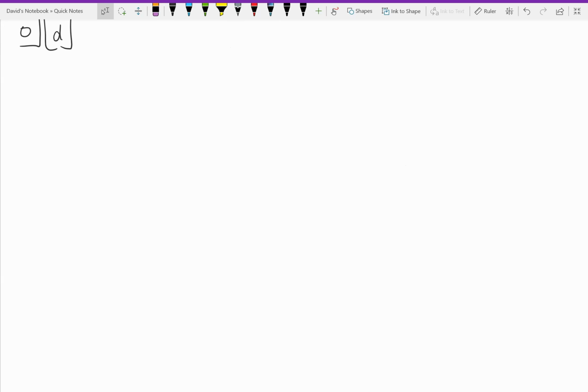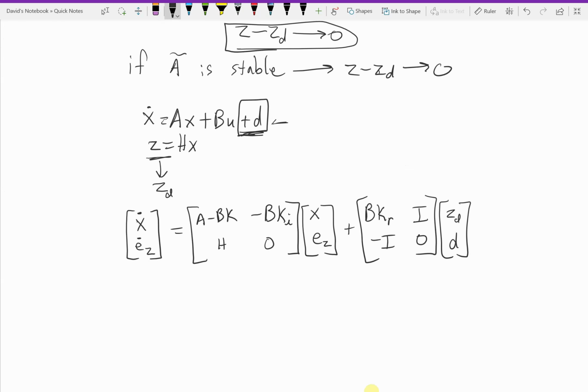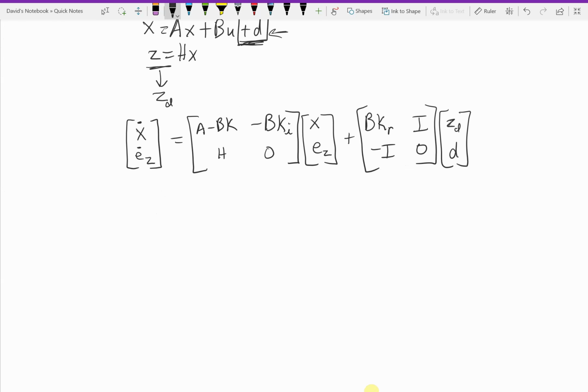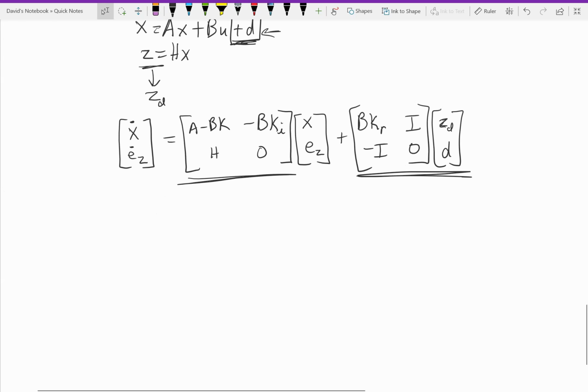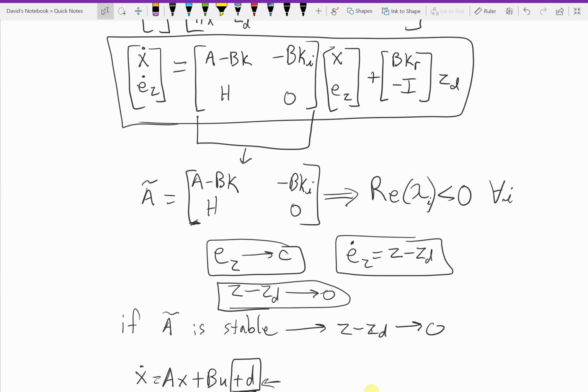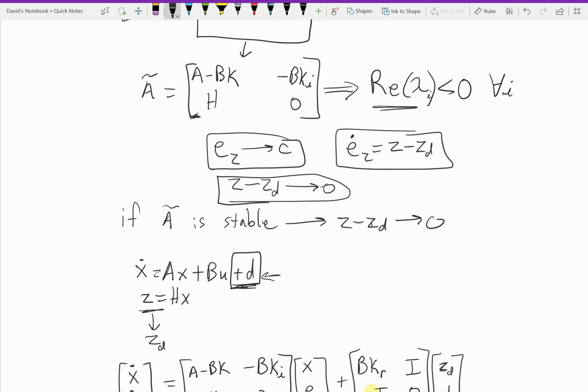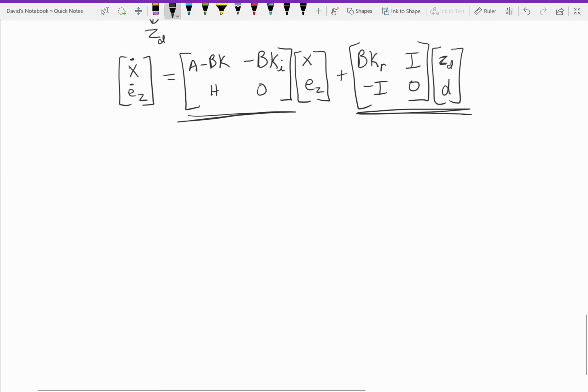if this disturbance is constant over time, just like ZD is, it becomes like an input. If this system is stable, even with the disturbance, then using the same logic up here, if the real values of the system are less than 0, then our integrated error term has to converge at least upon a constant, which means that because the time derivative is equal to the difference between our output and desired output, that difference must converge to 0.